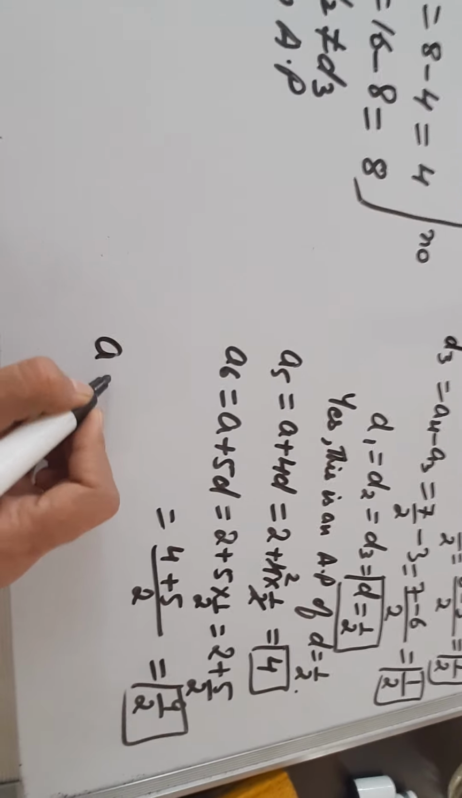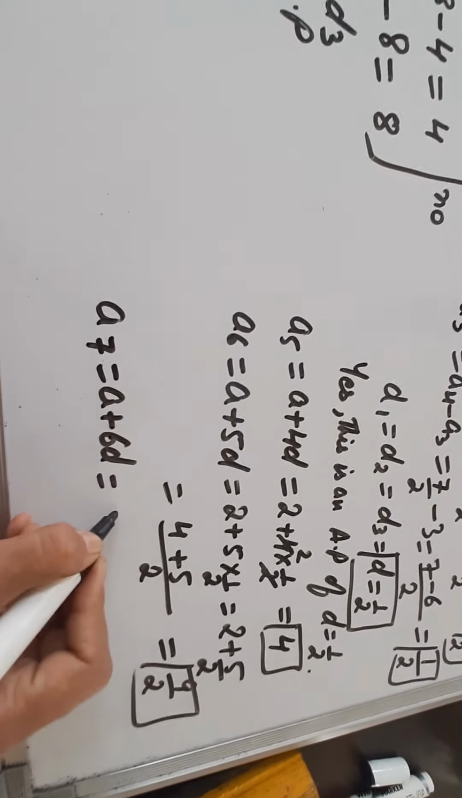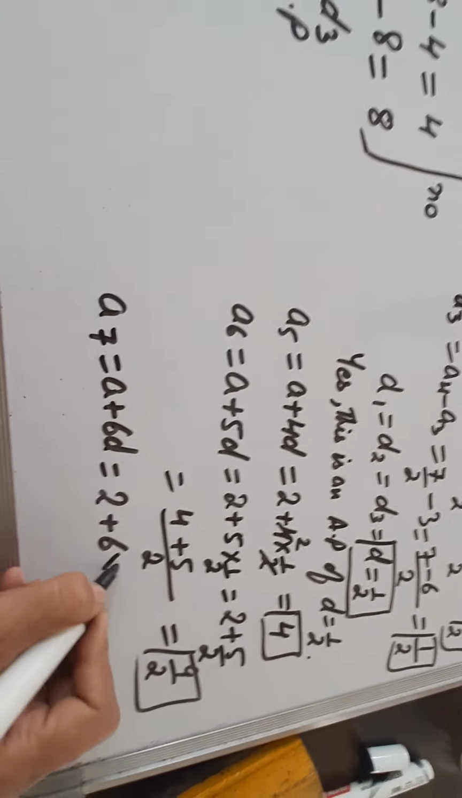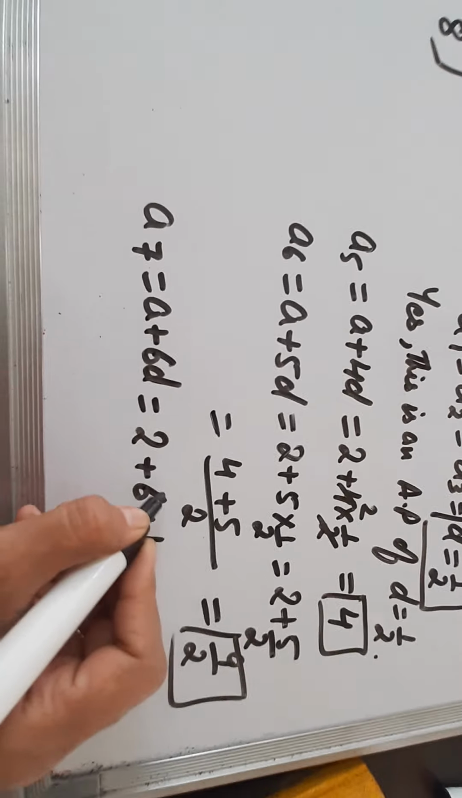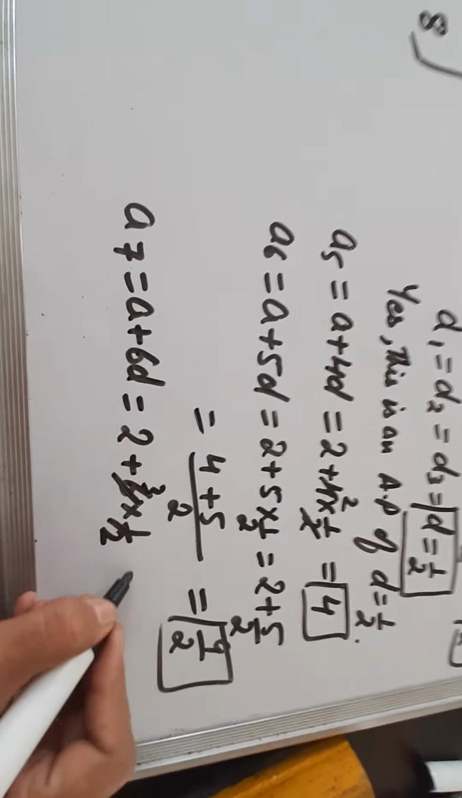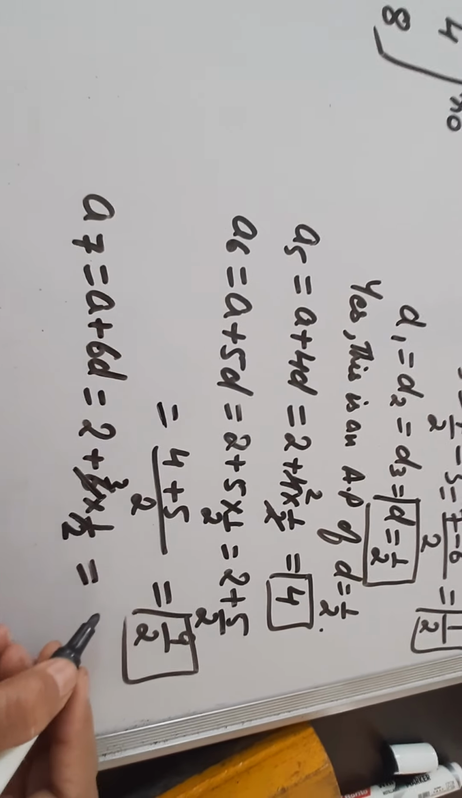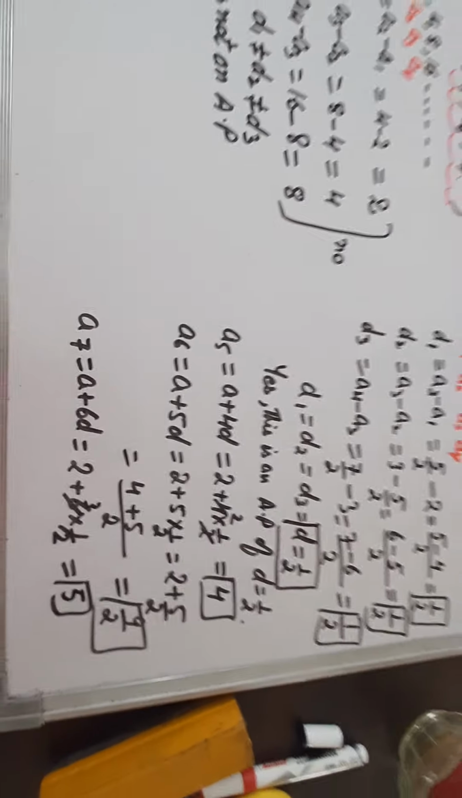Now let us find out the seventh term. That is A plus 6D. A is 2 plus 6 into D is 1 by 2. So we'll solve it further. 2 3s are 6. 3 1s are 3 plus 2 is 5. So this will be your seventh term.